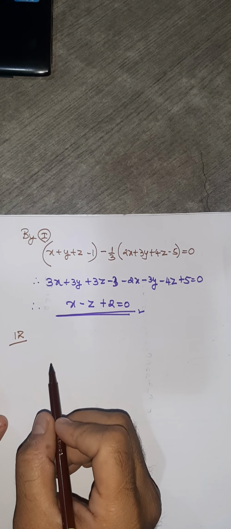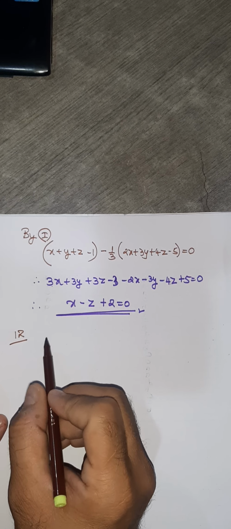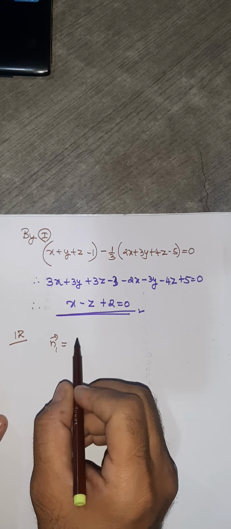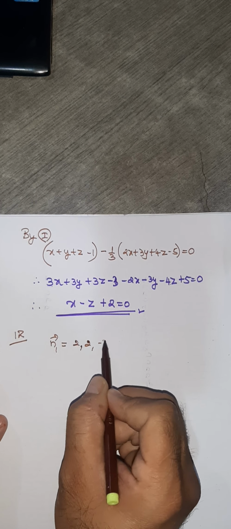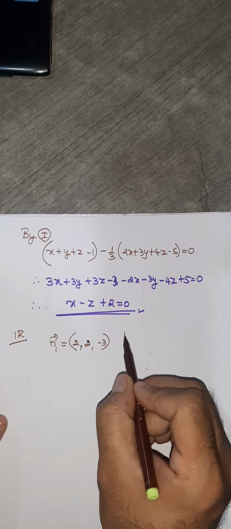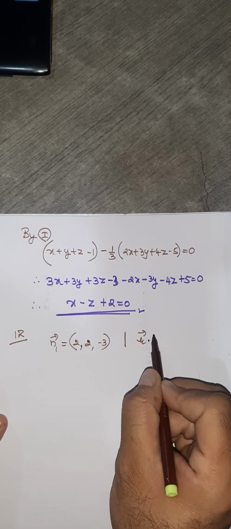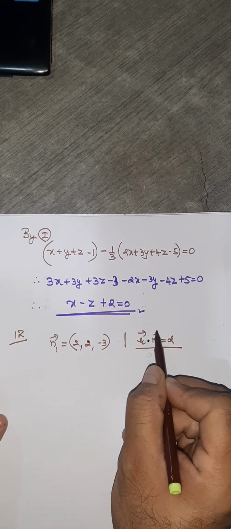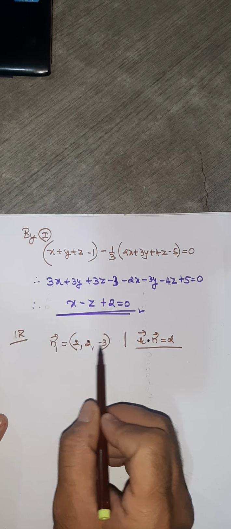Question number 12. Find the angle between two planes whose vector equations are there. You just need the normals. So I'll write the normal to the first plane. What is that? That is 2, 2, minus 3. Right? Equations are of this form, r dot normal equals to d. Normal means what? You know, coefficients of x, y and z here. So 2, 2, minus 3.